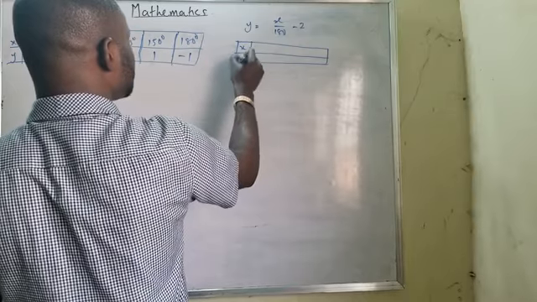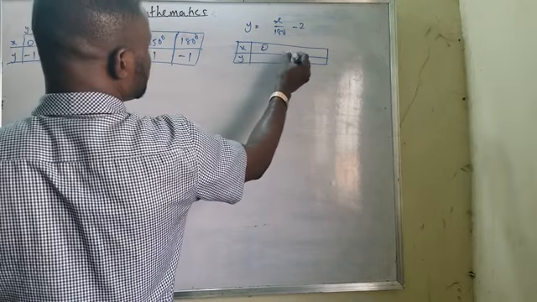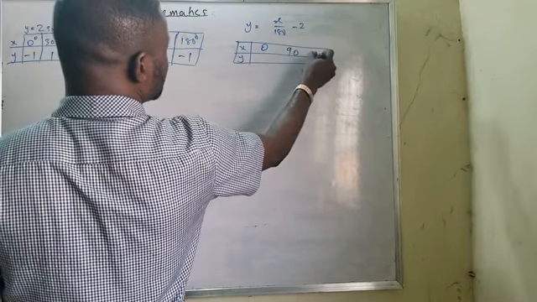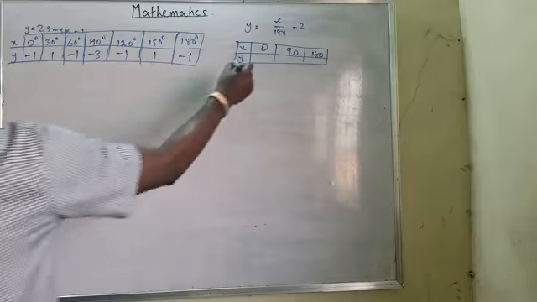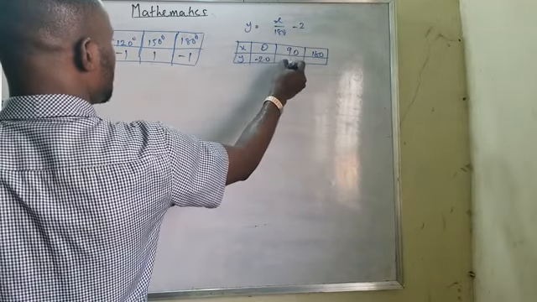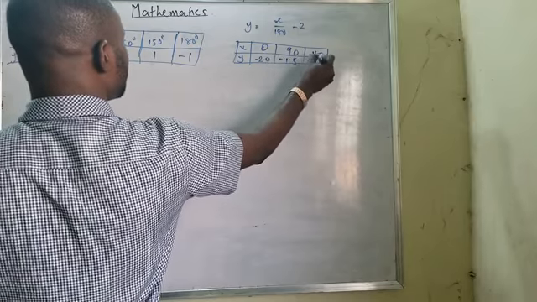Now, this is my x, this is my y. I'm talking about, I wrote 0, 90, and 180. Now, it means I will be having minus 2.0, and this one will be what? Minus 1.01, and this one will be minus 1.